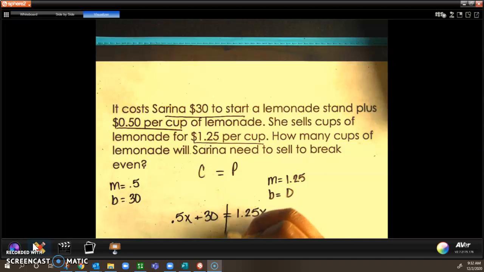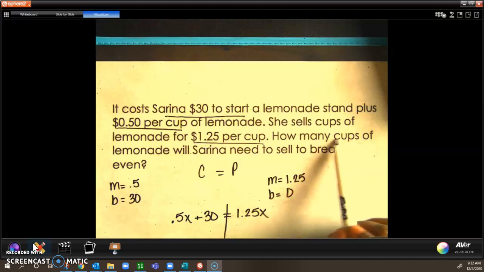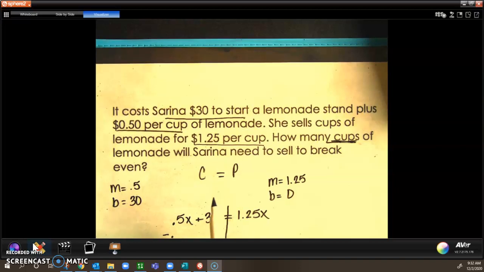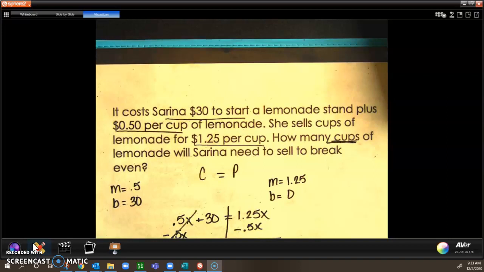Now that I have that, I'm going to solve because we want to figure out how many cups of lemonade she needs to sell. The first thing I need to do is move my smallest variable. 0.5 is my smallest variable, so I'm going to subtract that on both sides. Remember, what you do on one side, you do to the other. And make sure when you're working with decimals, you line your decimals up. This cancels, and I'm left with 30 is equal to 0.75x.